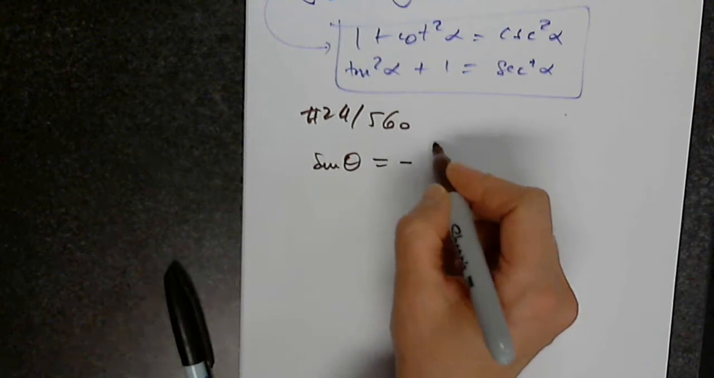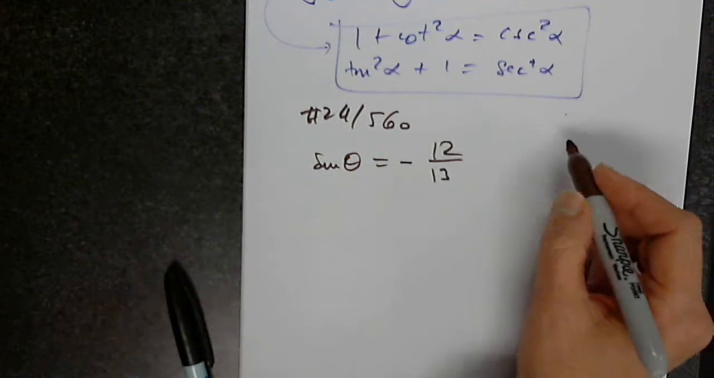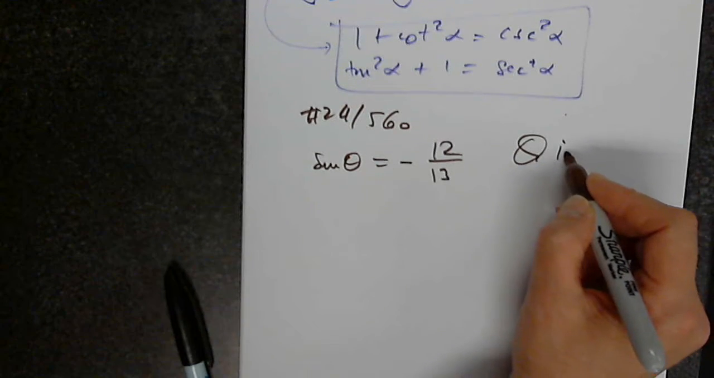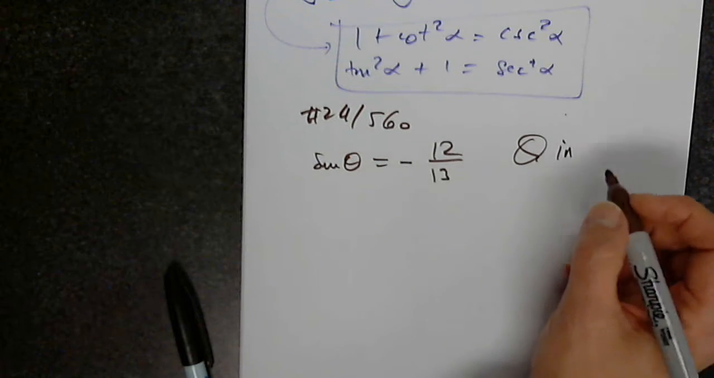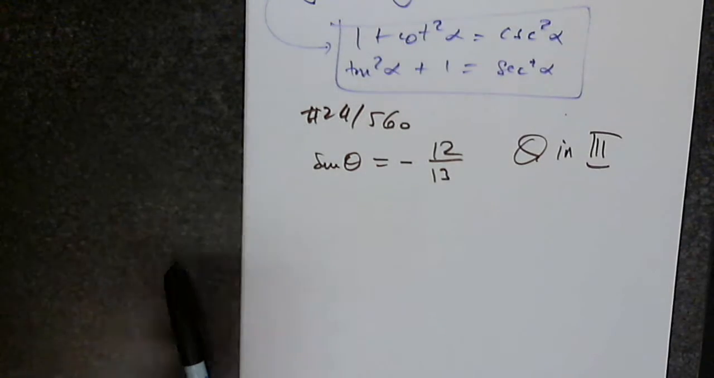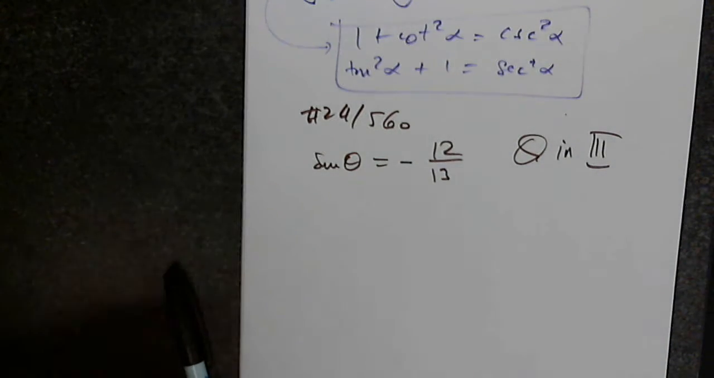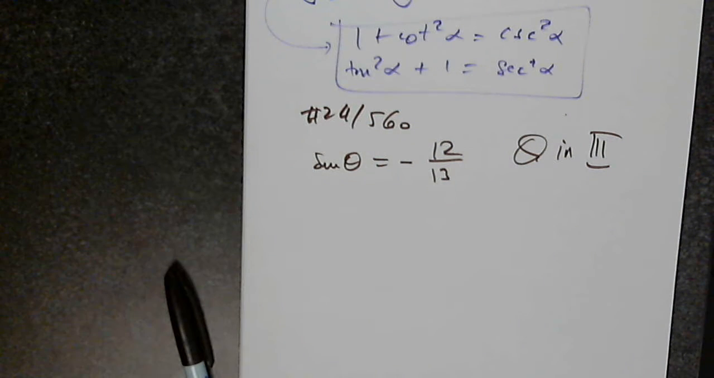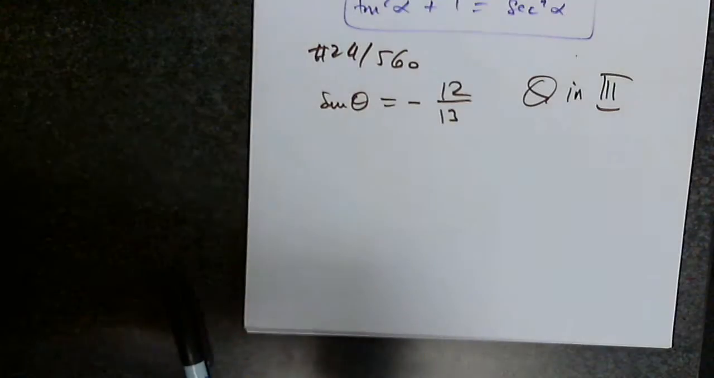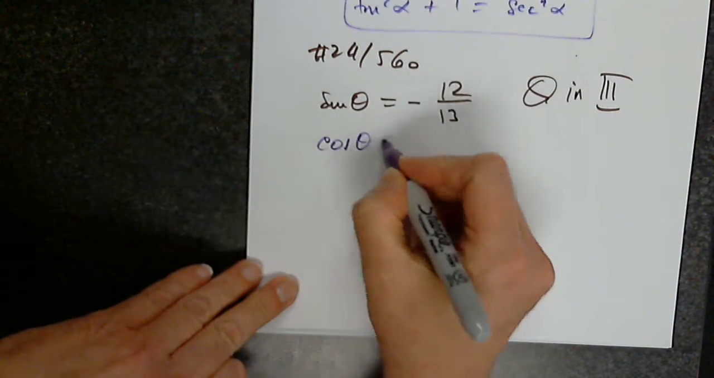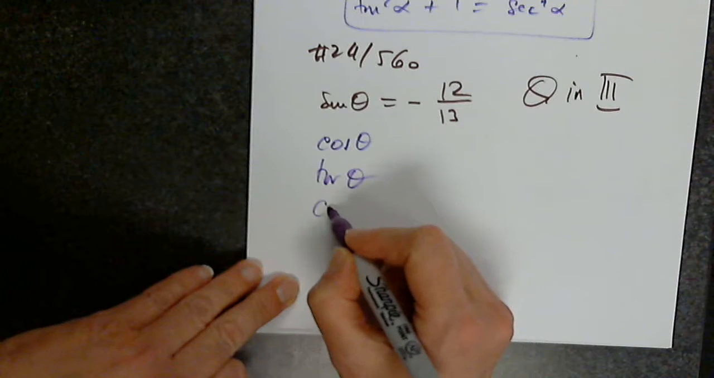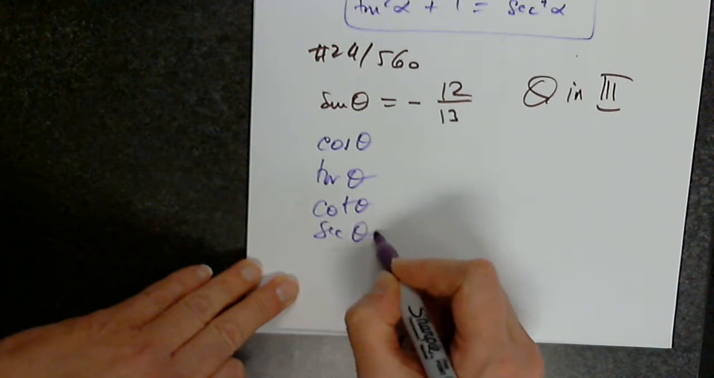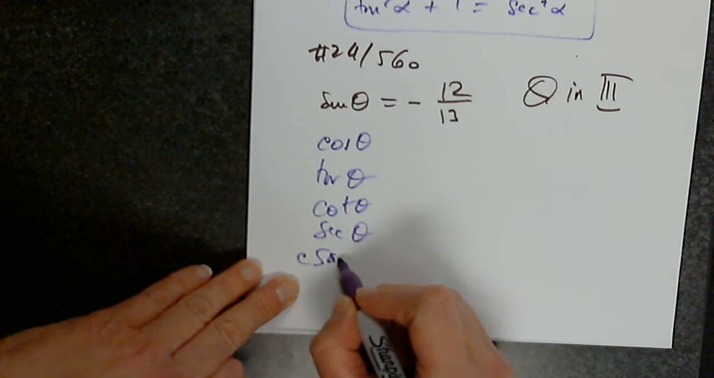Yeah. Very good. Let's do it together. So the quadrant, theta is in the third quadrant. Good. Then the problem was asking us to find exact values of all the other 5 trig functions. So I'm asked to find cosine, tangent, cotangent, secant, and cosecant.